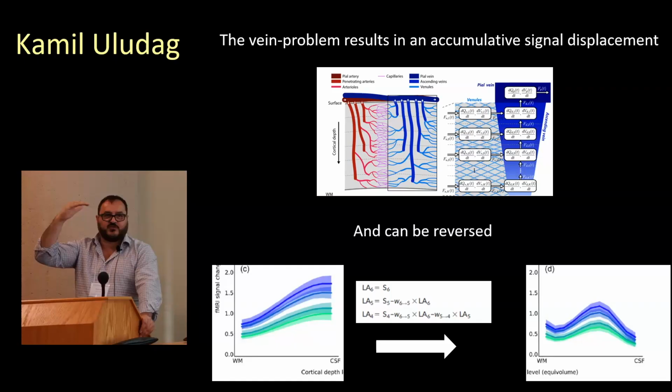And he showed us how just simply removing these trends of the activation across steps may not be sufficient, whereas these deconvolution approaches that are based on these models of how the blood is drained upwards can help us to reverse these accumulation effects. And so I thought that was very helpful.